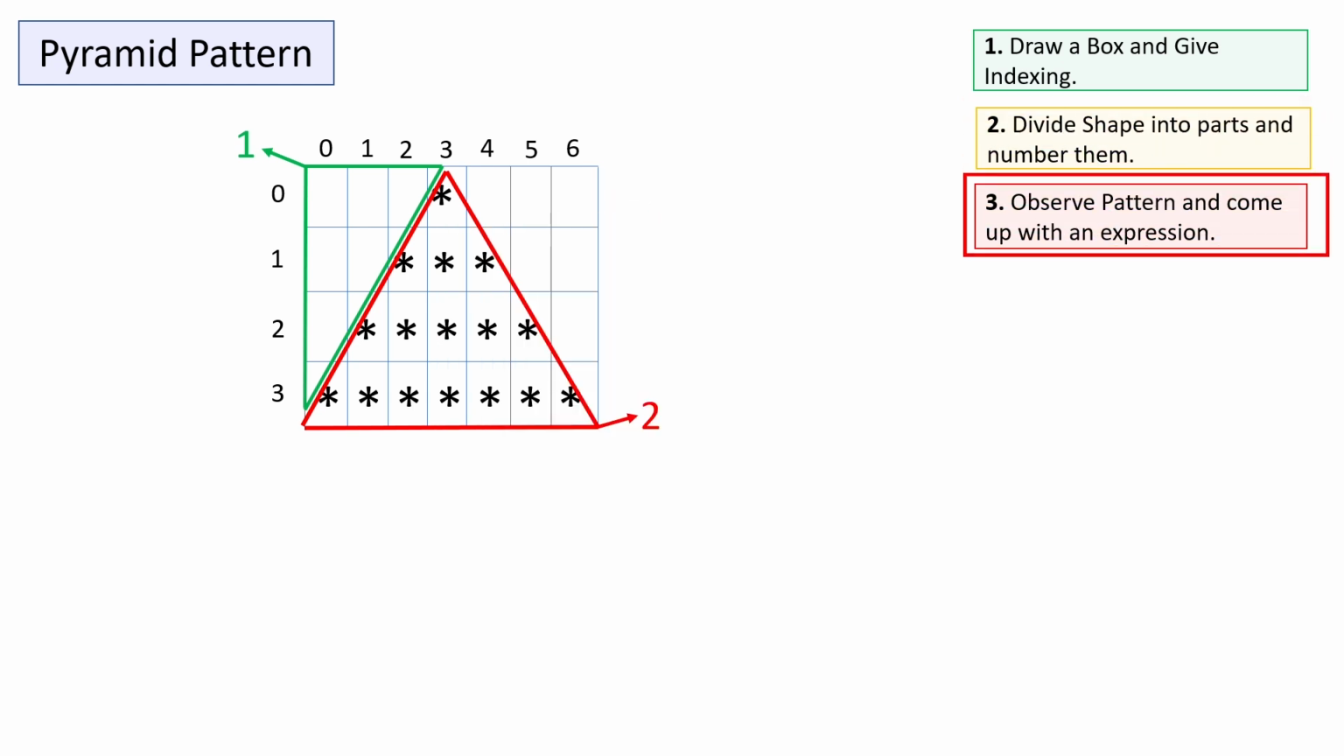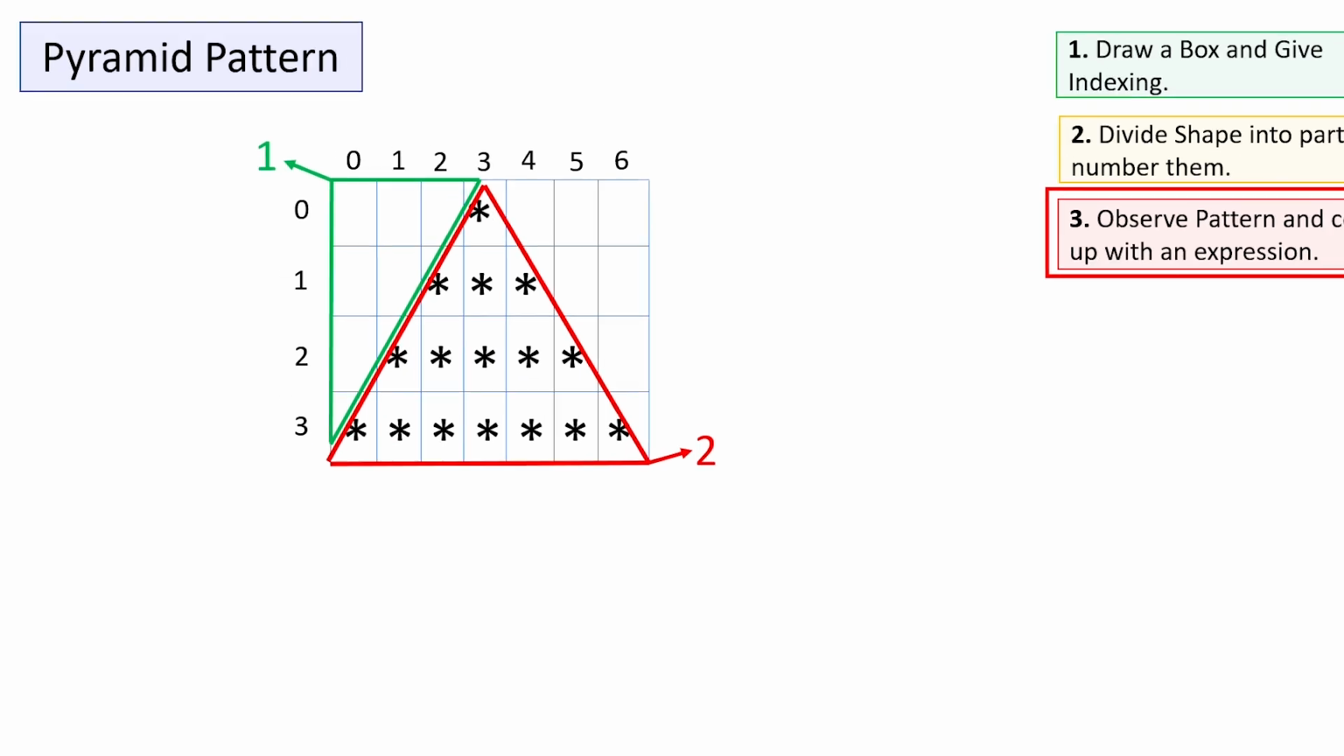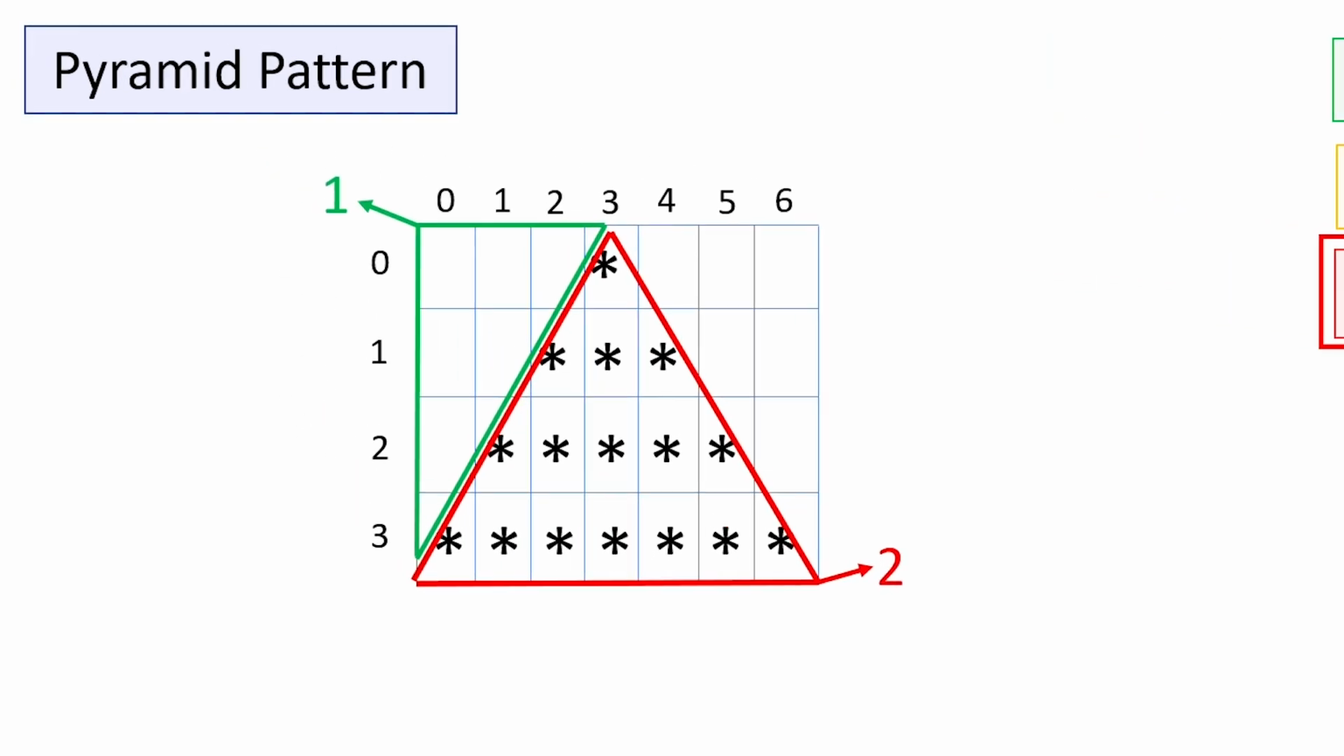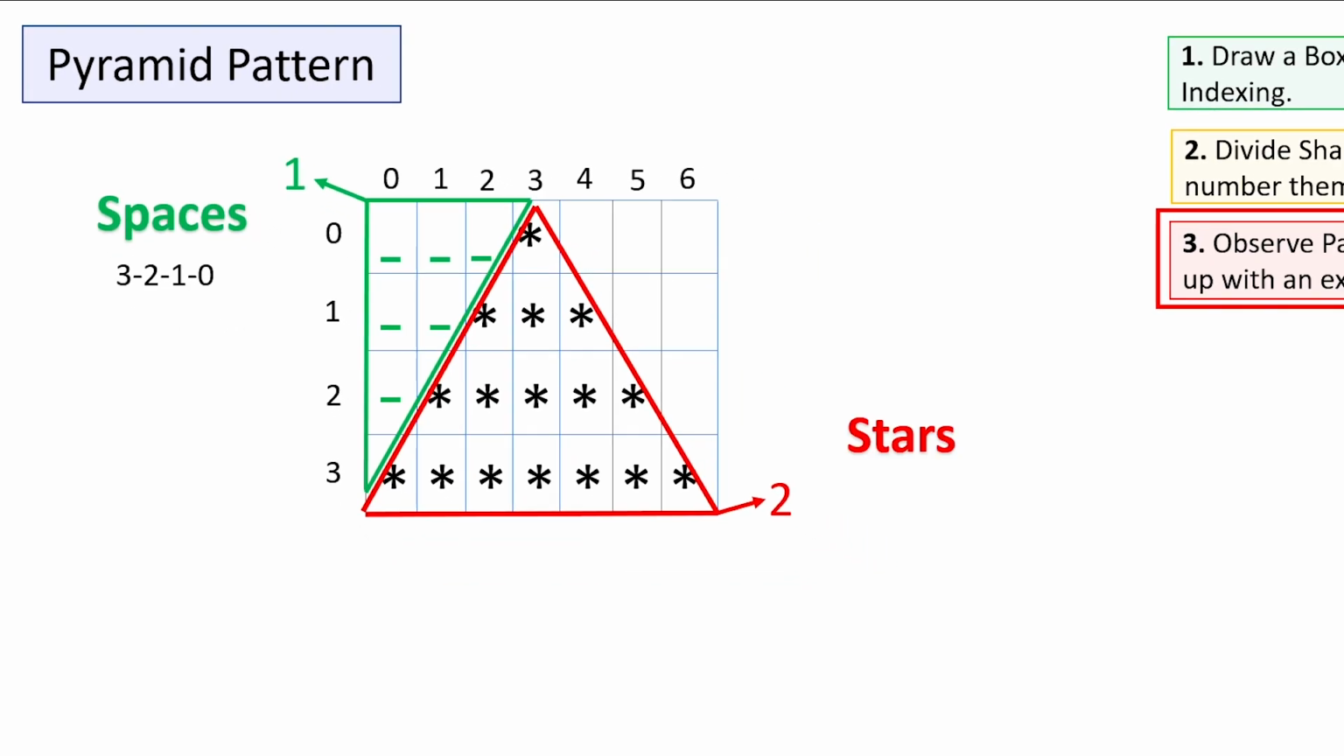Next step is to observe how the pattern changes with each row. In the first section, which is spaces, the first row has 3 spaces, then 2, then 1, and finally 0. So the pattern is 3, 2, 1, and 0. For the second section, which is stars, the first row has 1 star, the second has 3, the third has 5, and the last row has 7 stars. So the pattern is 1, 3, 5, and 7. That's how each section is changing.